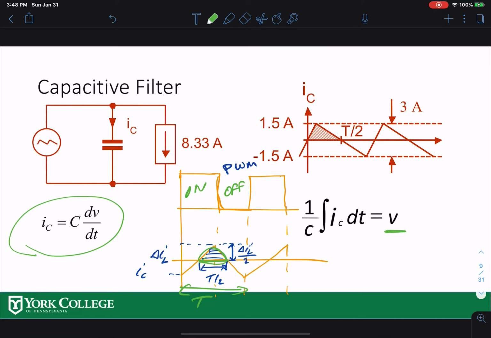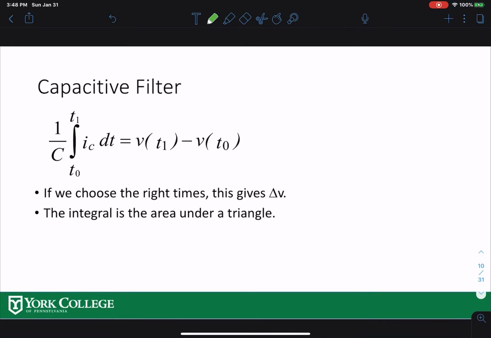If I try to find voltage, it is 1 over C integration IC dt. So now if I integrate for this half of the time, T over 2, that's what happened. Your capacitor has an initial voltage and a final voltage. If you subtract them, that's your peak to peak voltage. So if I integrate that current IC over that particular half of the time, I'll get the difference between the 2 voltage peaks, right?